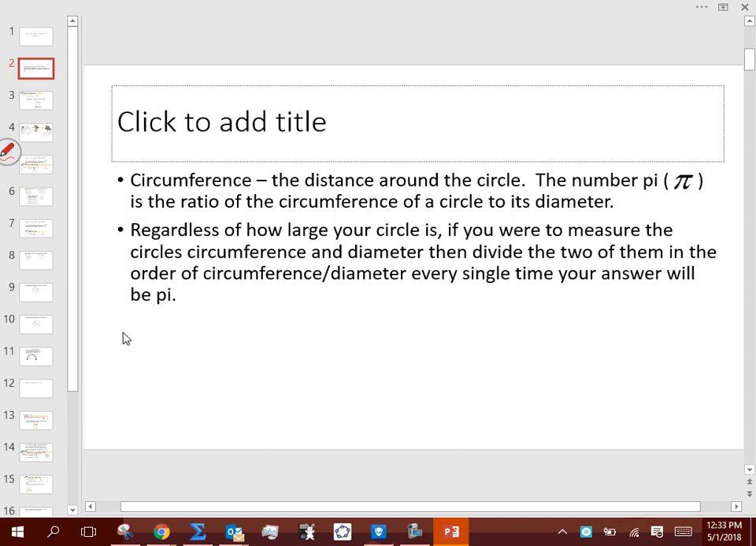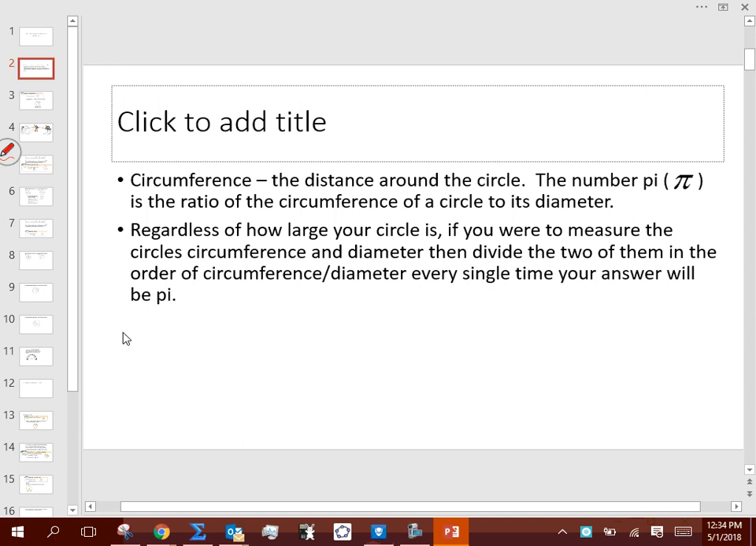Every time I take a circle's circumference, and I have its exact circumference, which might be a difficult thing for us to do with our measuring tools, but with lasers that's actually a pretty easy thing to do, we're going to take its circumference and its diameter. If I divide a circle's circumference by its diameter, I will always get a quotient of pi. No matter how small or big your circle is, you will always get pi. Does that make sense?